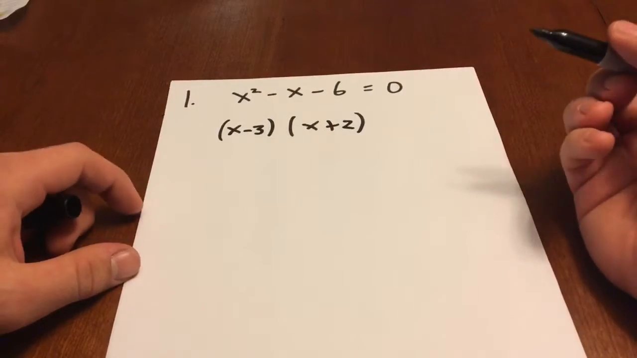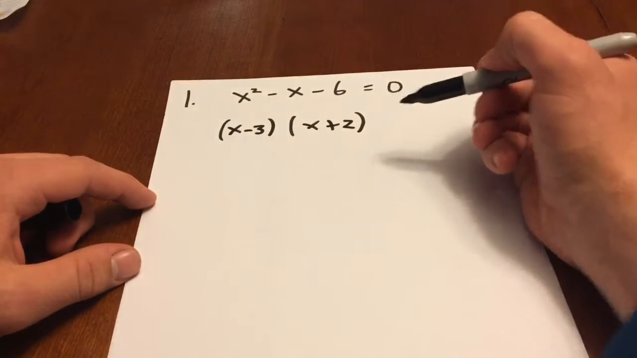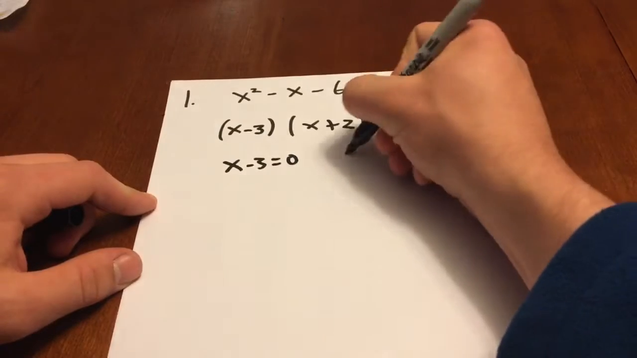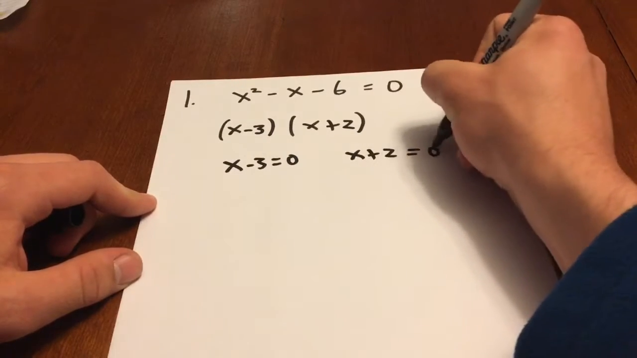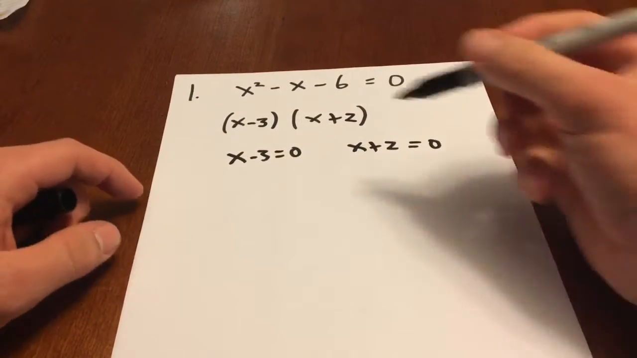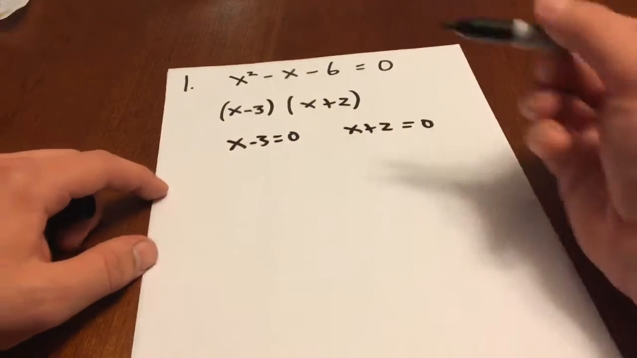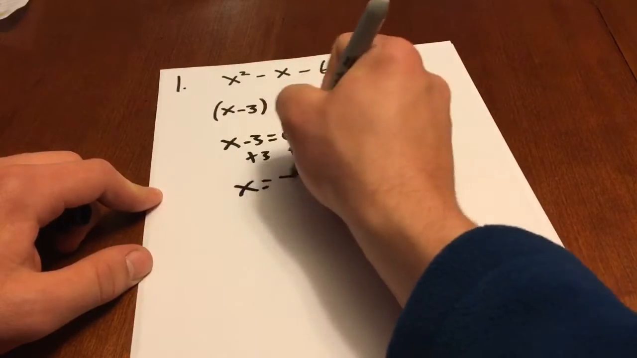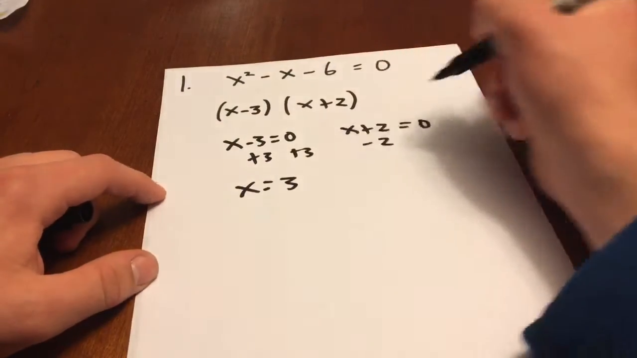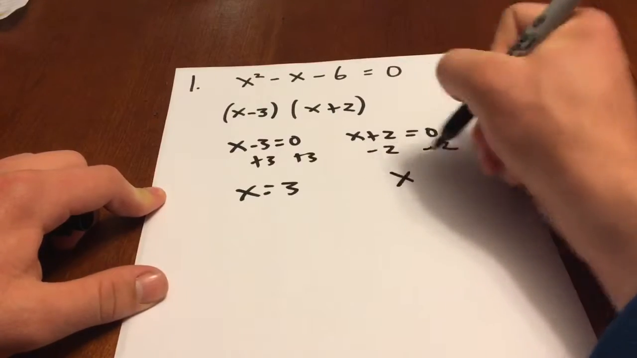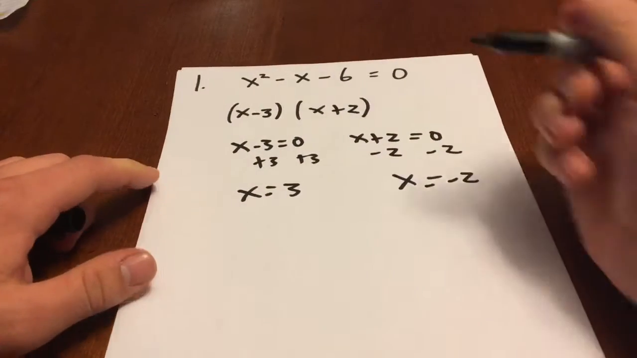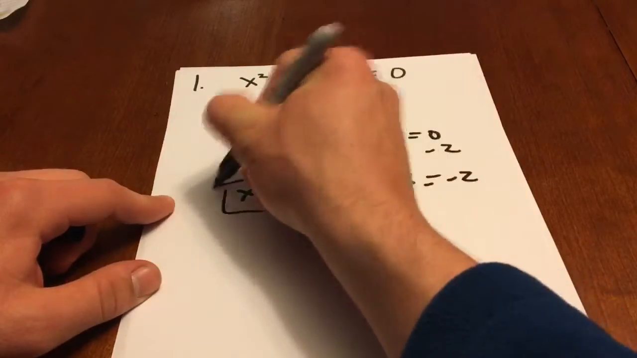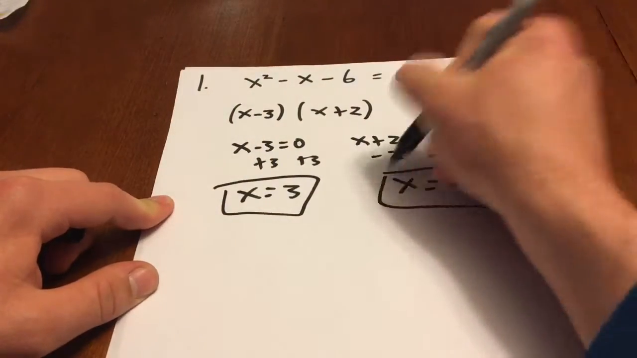And so next, we have to set both parentheses equal to 0. So we get x minus 3 equals 0, and x plus 2 equals 0. So then basically we just move the 3 and move the 2 over to the other side. And so we get plus 3 and plus 3, x equals 3, and minus 2 and minus 2, and then x equals negative 2. So those are our two solutions to this equation: x equals 3 and x equals negative 2.